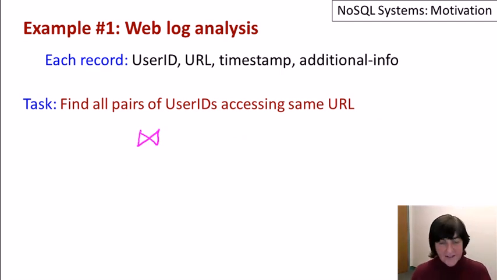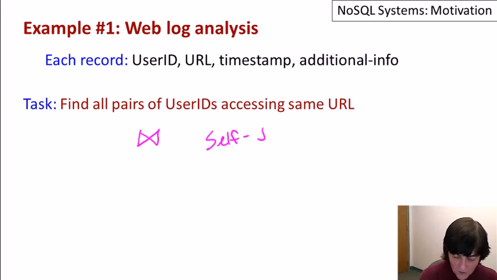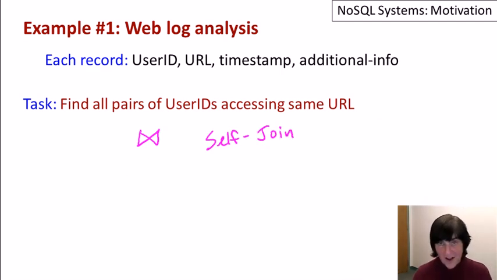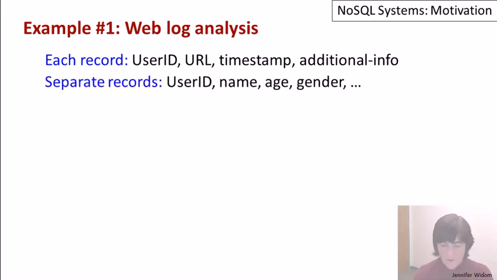Now here's an operation I came up with because it does look like it requires a relational join. Let's say that we want to find all pairs of users that have accessed the same URL. In fact, back in the SQL videos, I gave several examples like this. This is essentially a self-join over two instances of a table, or of two instances of the web logs. So this looks like maybe we actually do need a SQL-like solution, but I'm going to argue that this is actually kind of a weird query, and it's fairly unlikely that we would be doing this one on a regular basis.